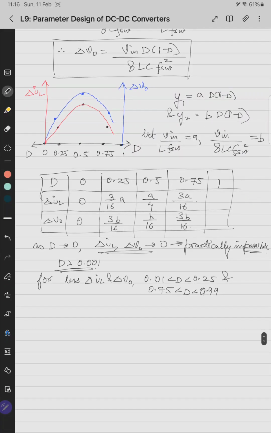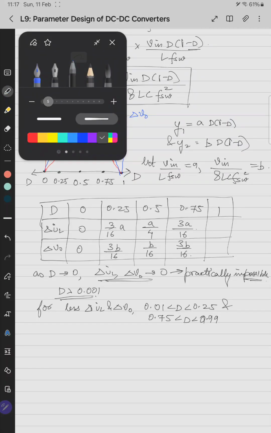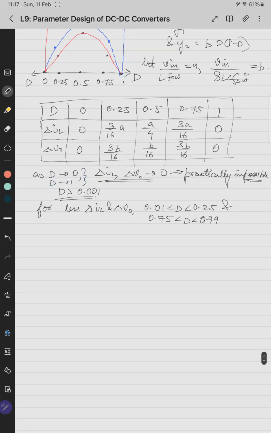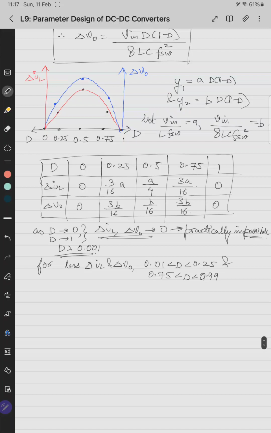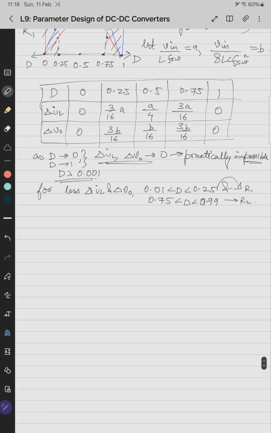For the buck converter, as d is 1, again it is 0. So as d tends to 0 and d tends to 1, for both of these cases it is 0. So we have two sets of ranges of operation. This is region 1 and this is region 2. So which region to select, where to operate the converter?